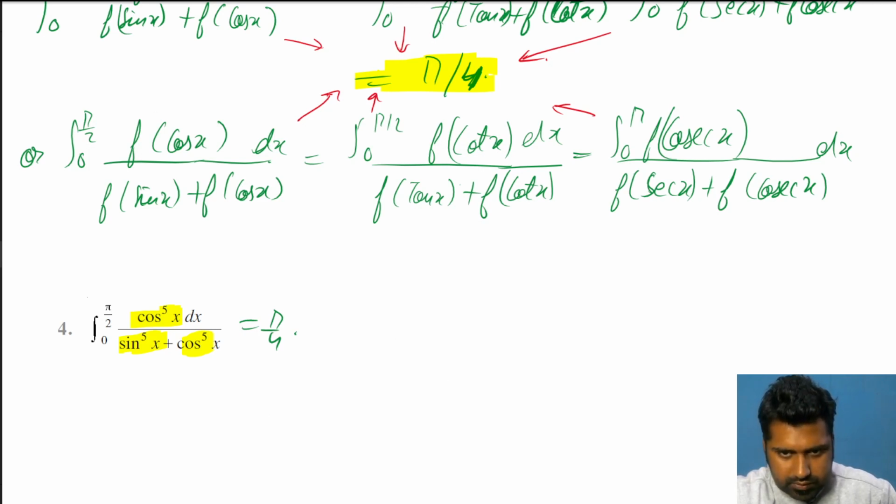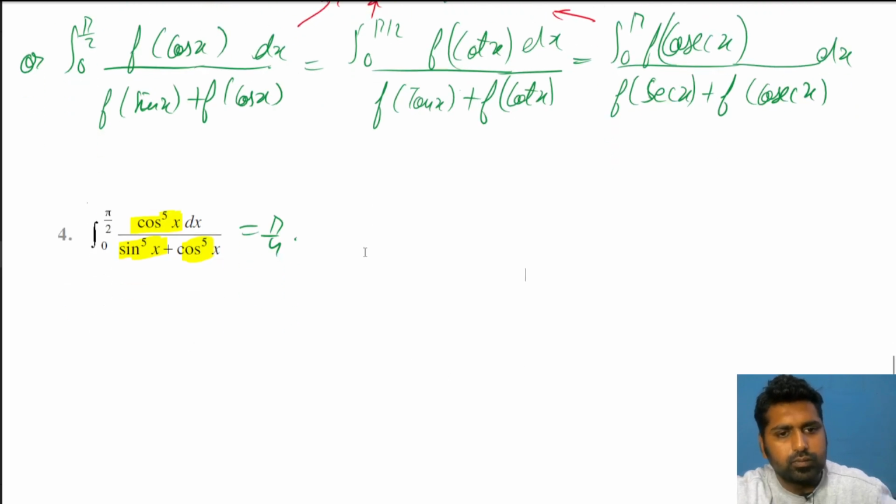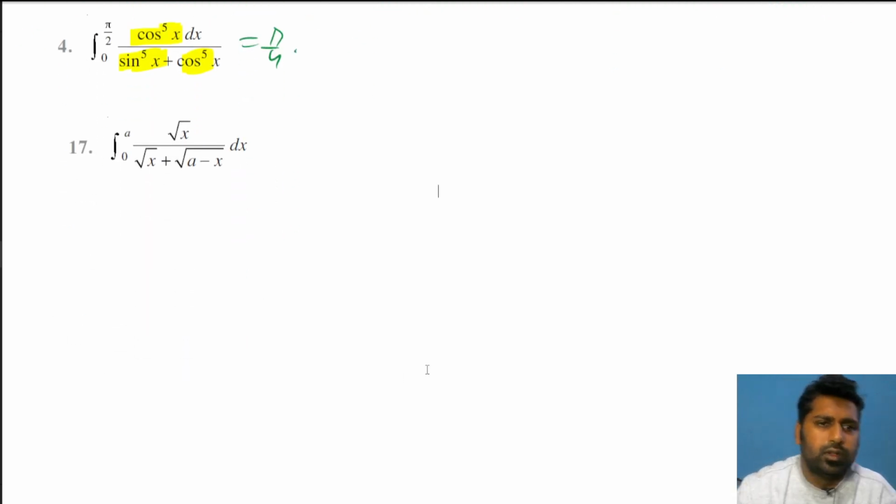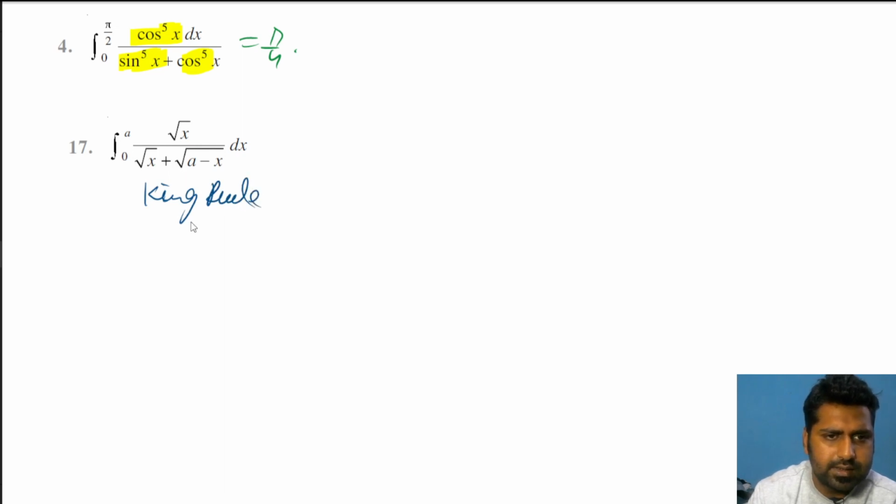Look at this question. This time it's root x upon root x plus root a minus x. Again, rationalization can be an option. Let's use the property, let's use the king rule, because I cannot see any pattern here. So king rule: replace x with 0 plus a minus x, so basically a minus x.